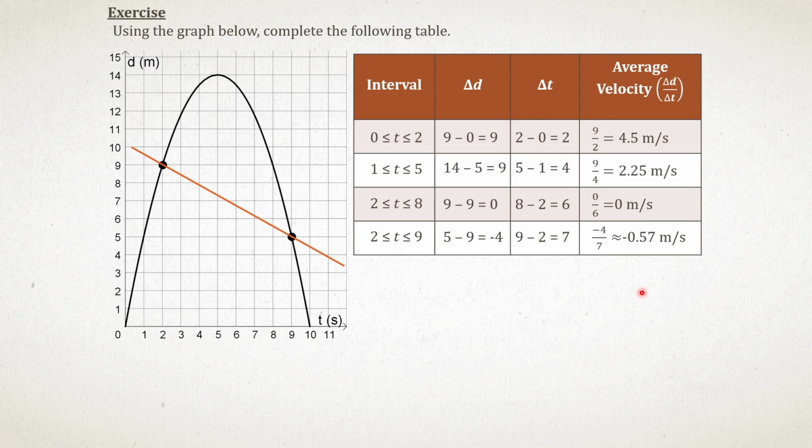And that is it. Some examples of how you can calculate average velocity or average rate of change in general from a graph.